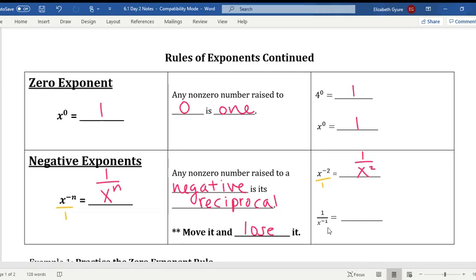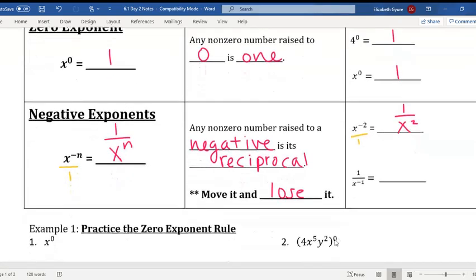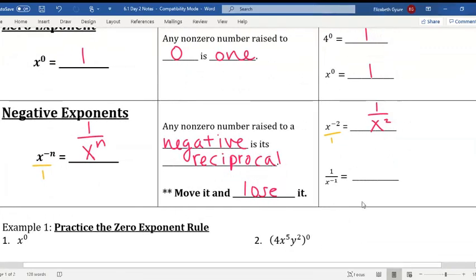Here I have 1 over x to the negative 1. Now this time it's on the bottom of my fraction. So let's use our brains here for a second. If it's at the top of the fraction, I move it to the bottom, right? That's what I just did here. What if it's on the bottom of the fraction? Where do you think I need to move it? The top, exactly. So I'm going to move this x to the negative 1 to the top of my fraction, and I'm going to lose my negative sign. So that's going to be x just to the 1.